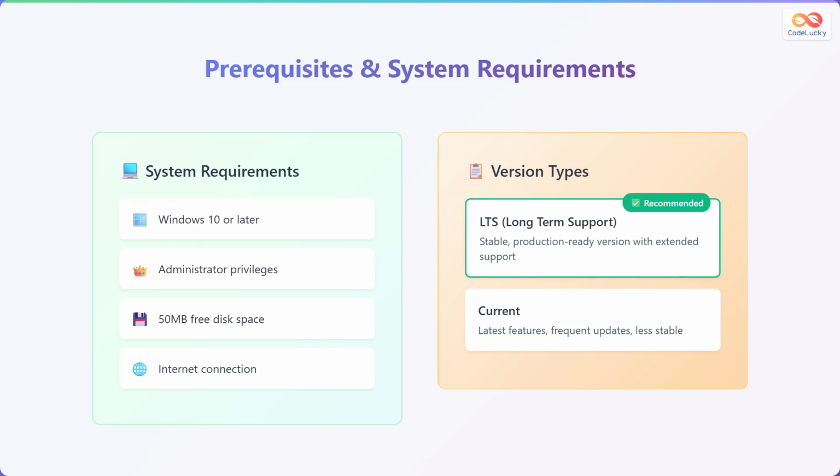installation files. When downloading Node.js, you will typically see two version types: LTS, which stands for long-term support, and current. The LTS version is the stable and recommended choice for most users because it receives extended support and is more reliable for production environments. The current version has the latest features, but it may also have more bugs and is updated more frequently.